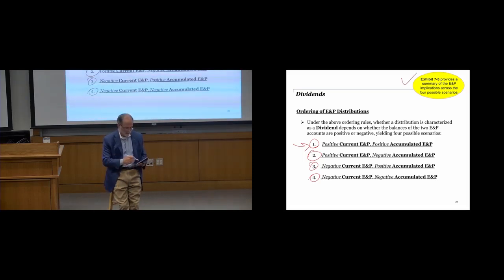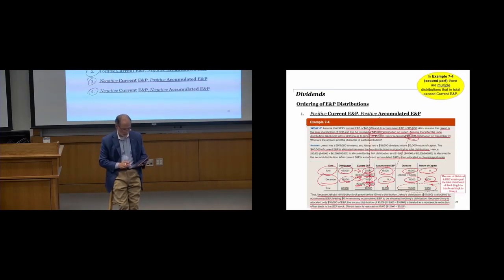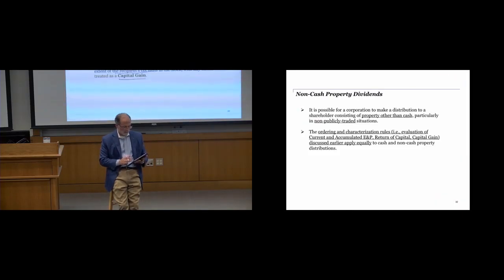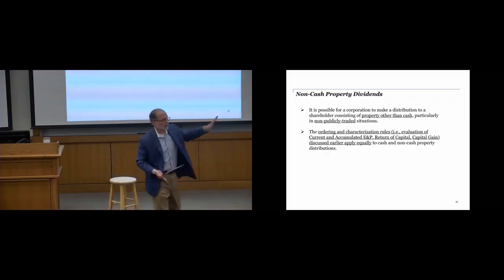Okay. And 7.3 is a nice example too. Okay. So that is the ordering rules for distribution.